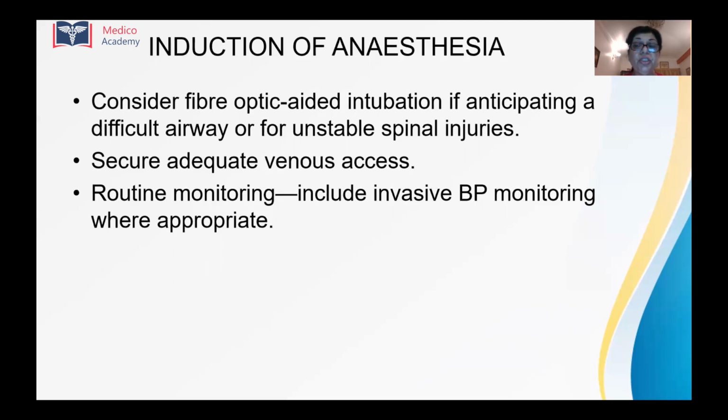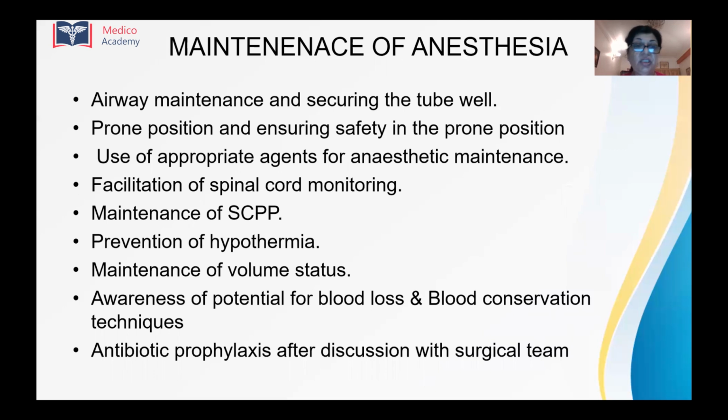The venous access should be secured properly. The routine monitoring includes invasive blood pressure monitoring where it is needed, especially where you are expecting a lot of blood loss. Now, maintenance of anesthesia. Airway maintenance is very important in small children, and the tube must be secured well because tubes in small children tend to slip out. Also important are the prone position and ensuring safety in the prone position, use of appropriate agents for anesthetic maintenance, facilitation of spinal cord monitoring, maintenance of spinal cord perfusion pressure, and prevention of hypothermia.